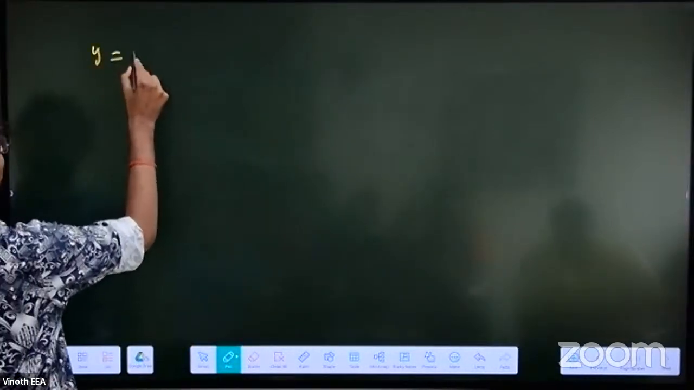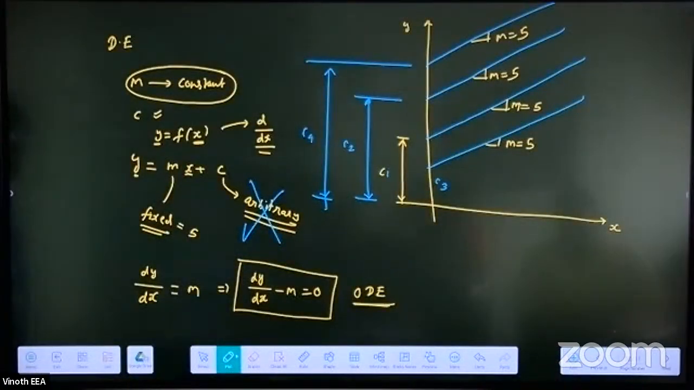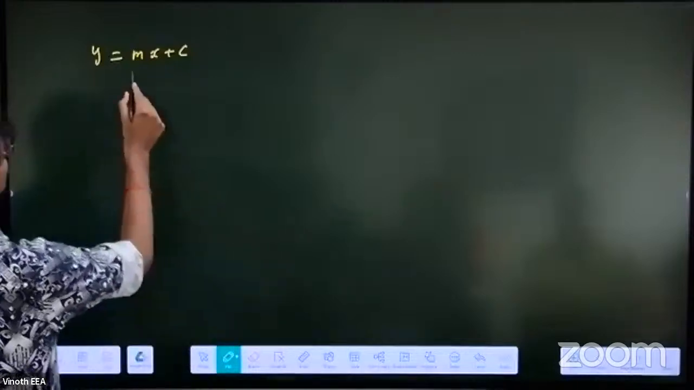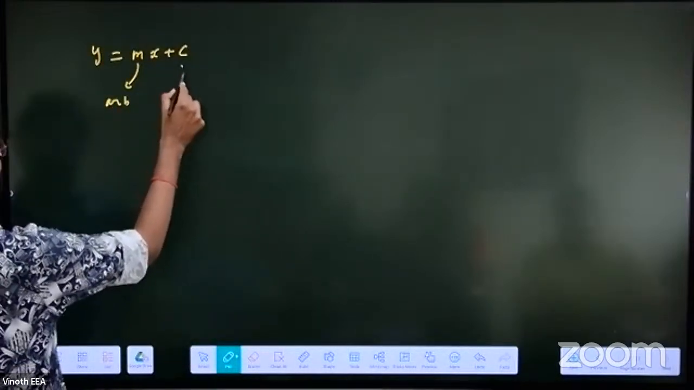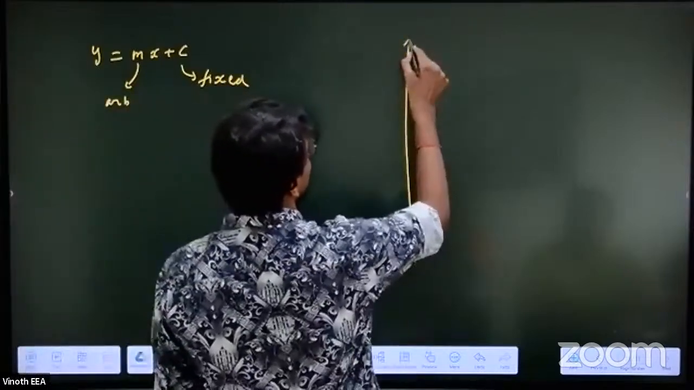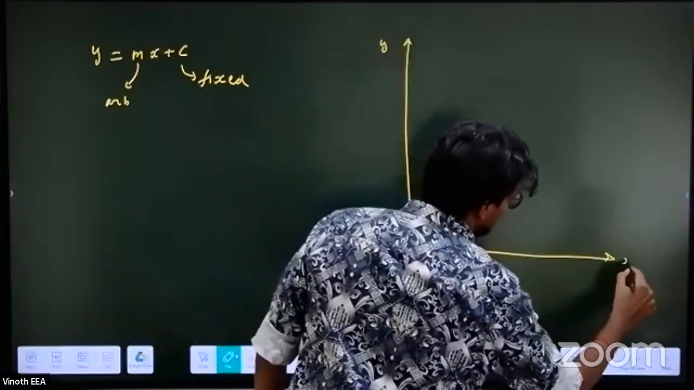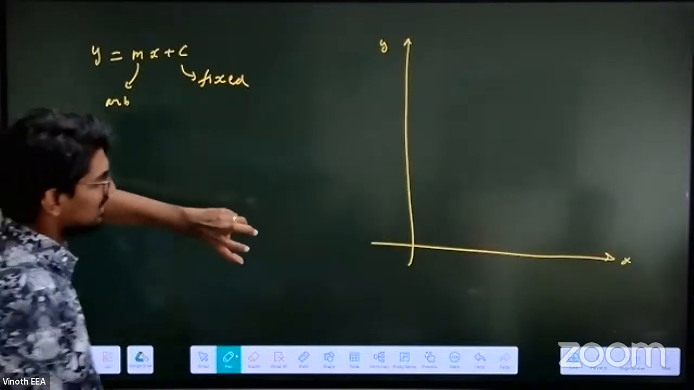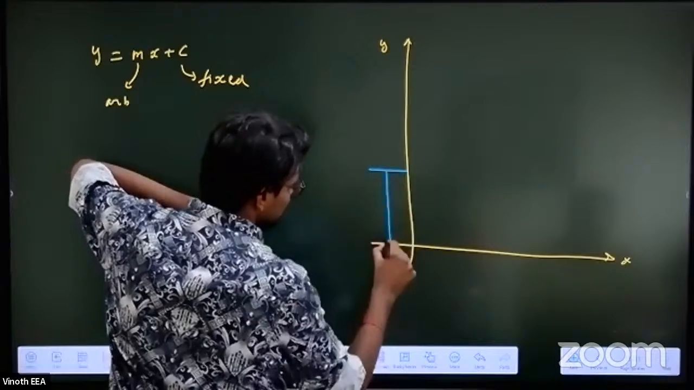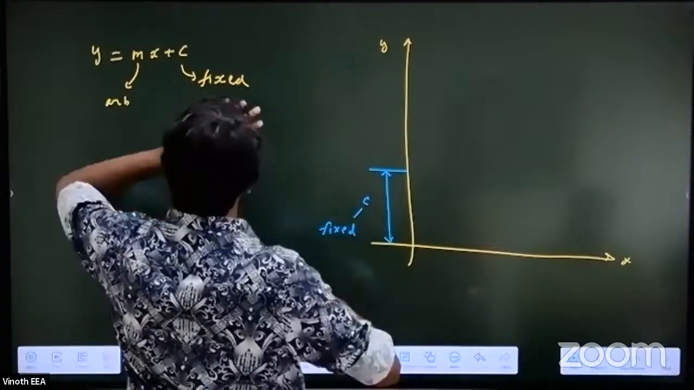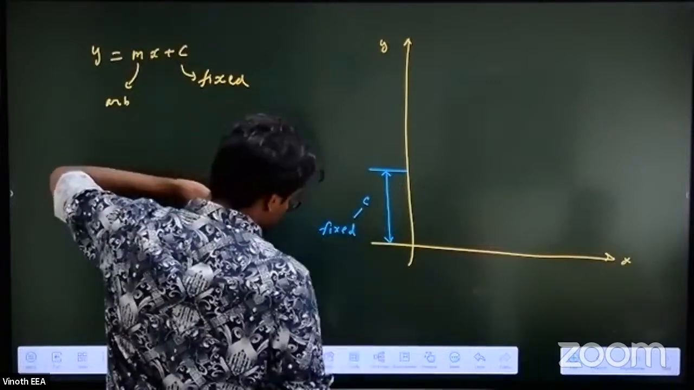So y is equal to mx plus c. In the last example, one was fixed and one was arbitrary. In the same way, we'll take this one as arbitrary and this one as fixed. So what will happen to my diagram? With y and x axes, how will my diagram look? C is fixed and m is arbitrary. So my c value should not change. Fix some value for c, but the m value can change.